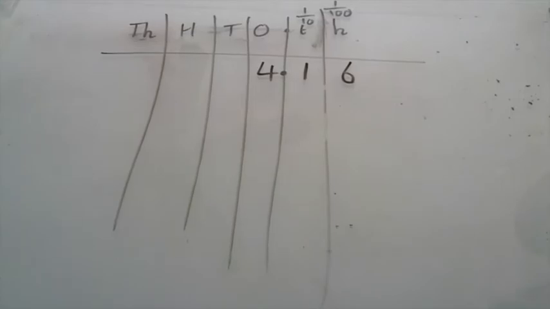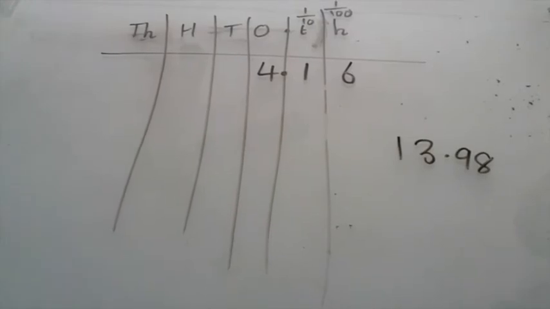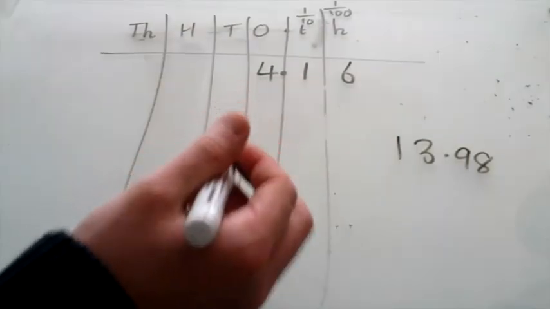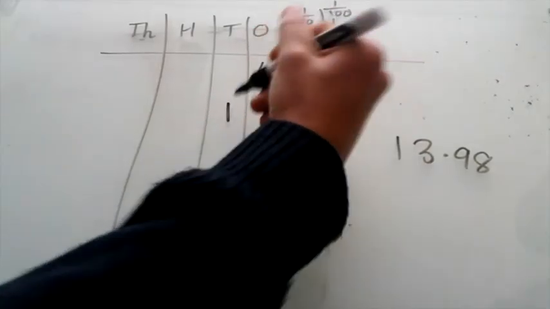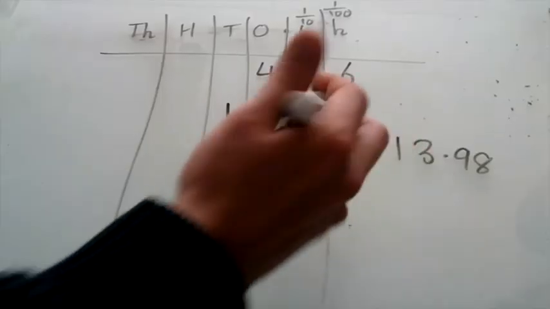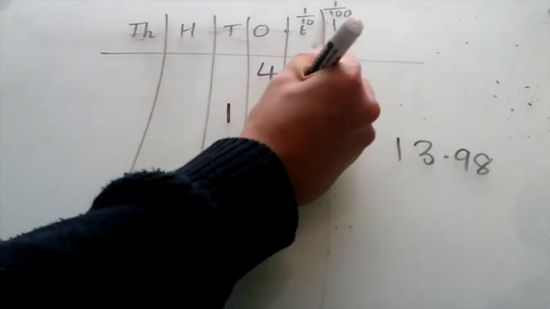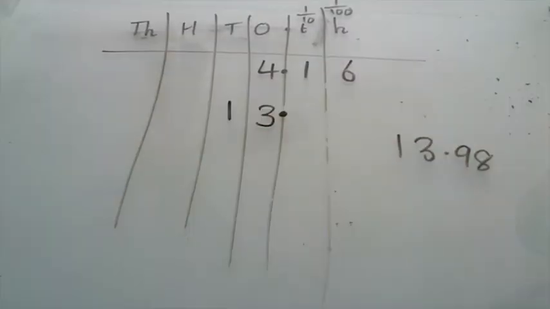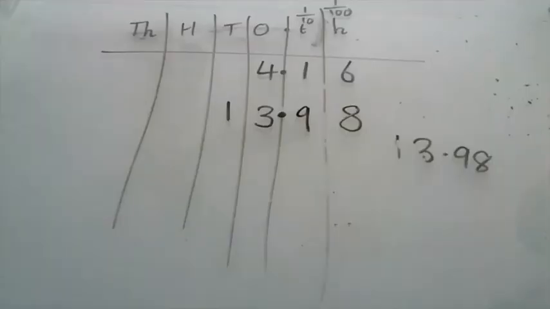Let's have a look at another number. We've got 13.98. So let's have a look how to do this. We've got a 1 in the tens column, because look, we've got ones, then tens. So we put our 1 in the tens column. We've got our 3 in the ones column. What do I need to put now? A decimal point. The decimal point is in cement, it never moves. We've now got a 9 in the tenths column and an 8 in the hundredths column.